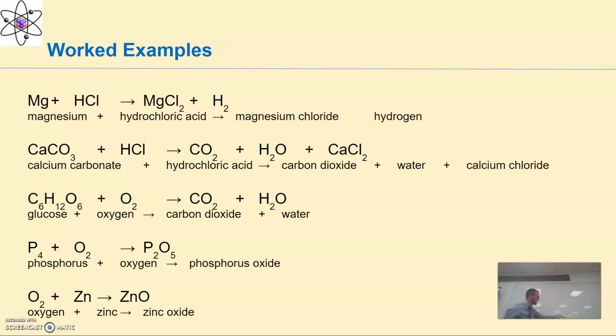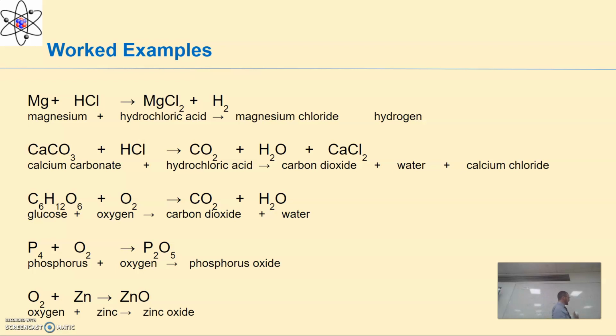Okay, now I go to my hydrogens. 12 on this side, 2 on this side. I need to multiply this by 6 to bring that up to 12. 6 times 2 is 12. That balances that, but it also affects my oxygens. 6 times 2 is 12, plus 6 gives me 18.